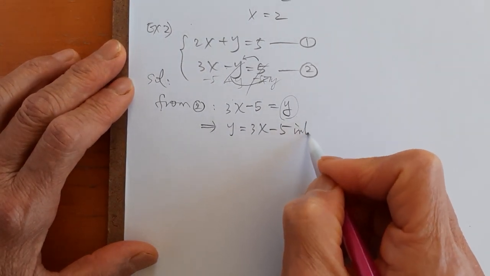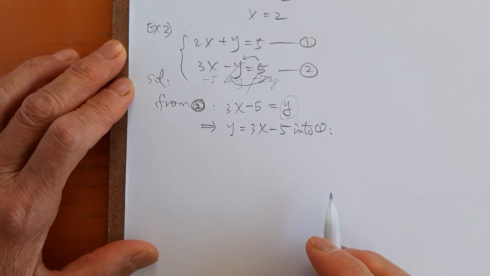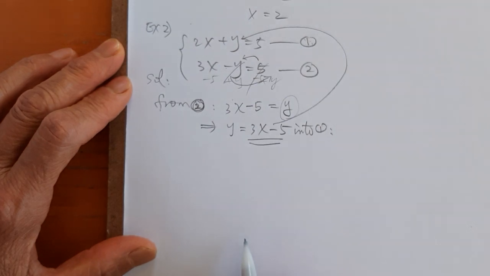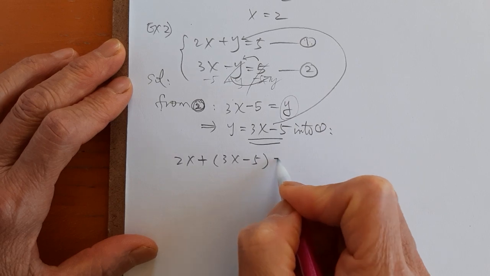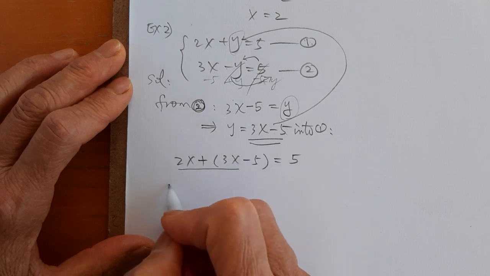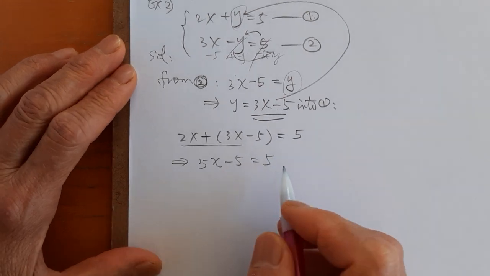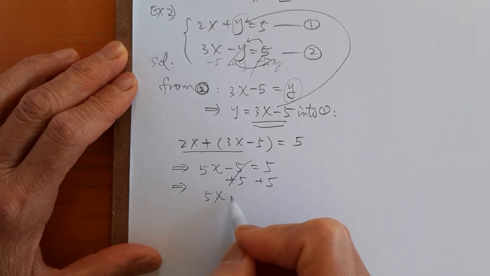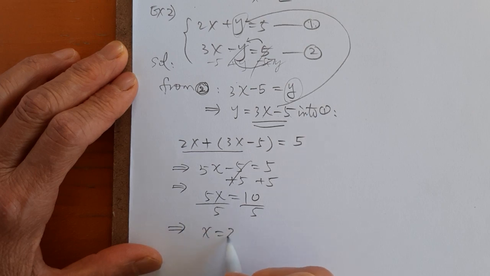Because this is from the second equation, you plug it into the first equation. So the y is 3x minus 5. Put it into the first equation in y. So you get 2x plus y, where y is 3x minus 5, equals 5. Y is replaced by 3x minus 5. Then add together, 2x add 3x is 5x minus 5 equal 5. Then you add the 5 on left and on the right, so get 5x equal 10. Then divide by 5, so you will get x equal 2.